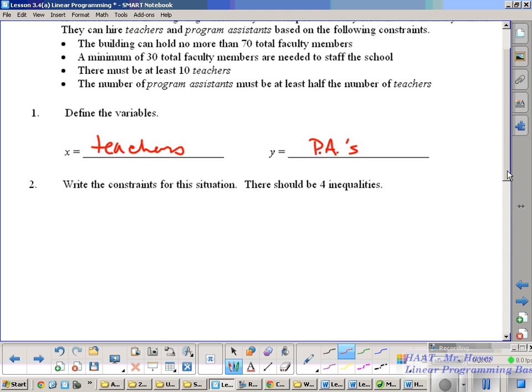So from there, constraints. Go ahead and take a second. I want you to write down the 4 constraints. For example, the first one: the building can hold no more than 70 faculty members. So that's the faculty members, X plus Y, and it can hold up to, but not more than 70. So pause it, take a second, and write down what the inequality should be.